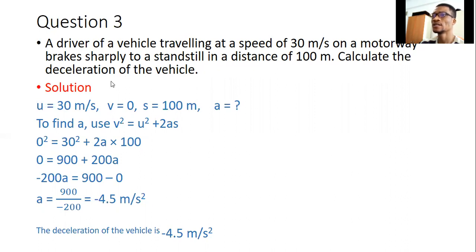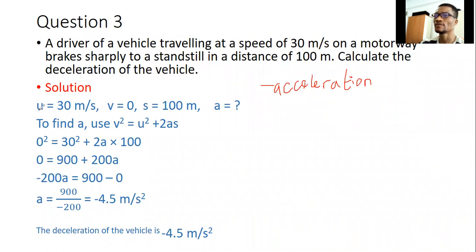First thing you need to understand here, we are asked to calculate deceleration. Deceleration is a negative acceleration. Please take note of this. Which means that your answer is going to be negative. So whatever you get is going to be negative. If you don't get a negative answer, it means something is wrong with your calculation, and then you need to go back to the drawing board and check everything again.